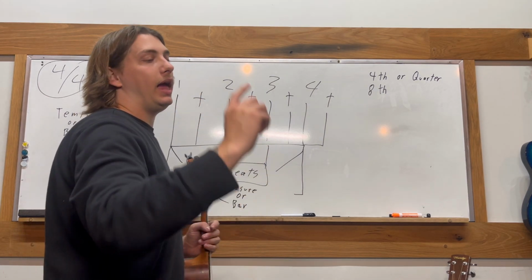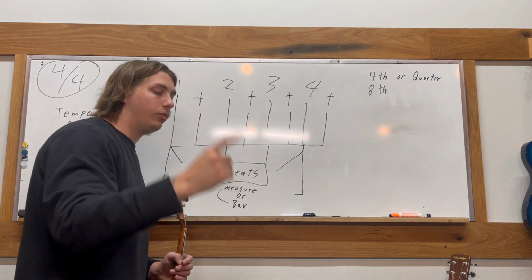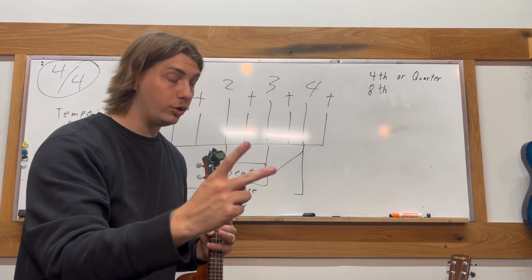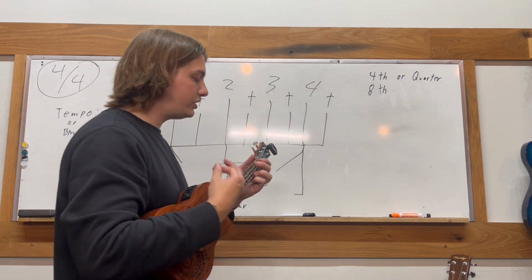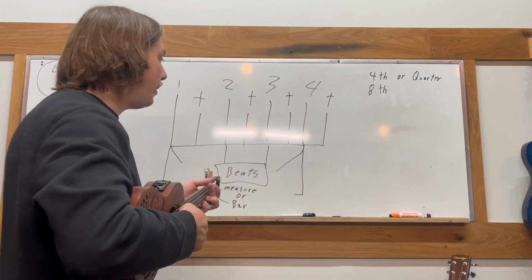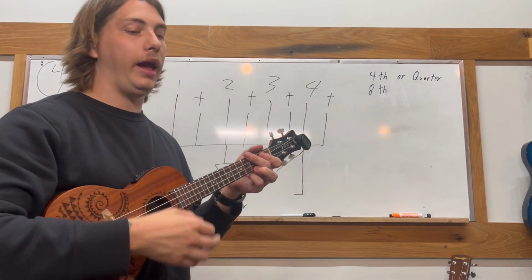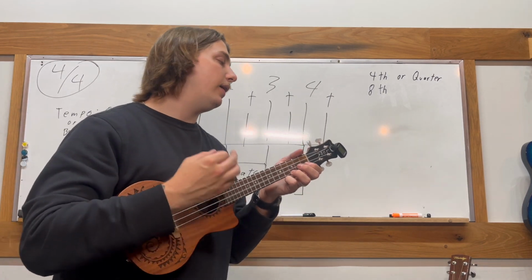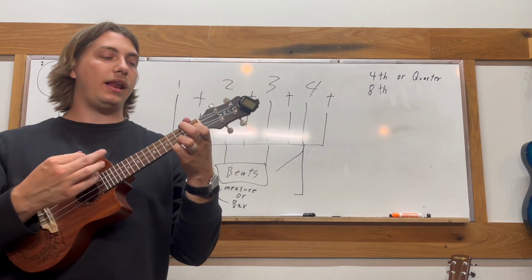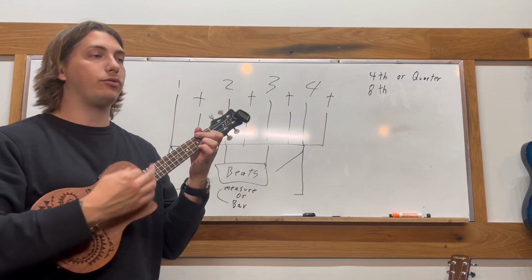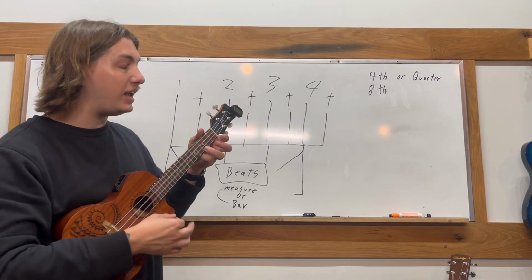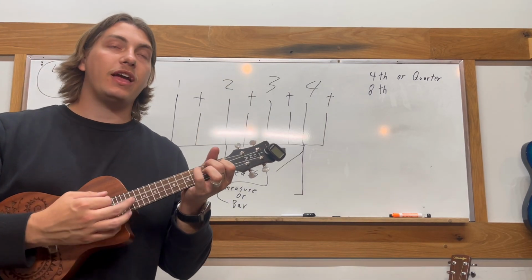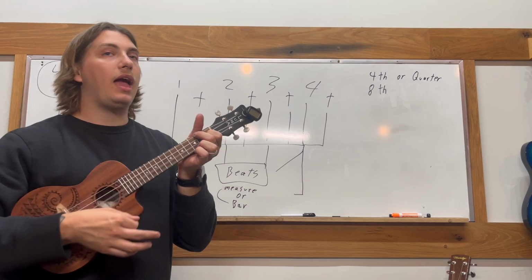So if I go like this, 1 and 2 and 3 and 4 and 1 and 2 and 3 and 4 and. How many measures was that? It was 2, okay? So if I go like this, C, okay, here's my C chord. I'm going to go 1 and 2 and 3 and here we go. C, 2 and 3 and 4 and F and 2 and 3 and 4 and C and 2 and 3 and 4 and F and 2 and 3 and 4 and C.